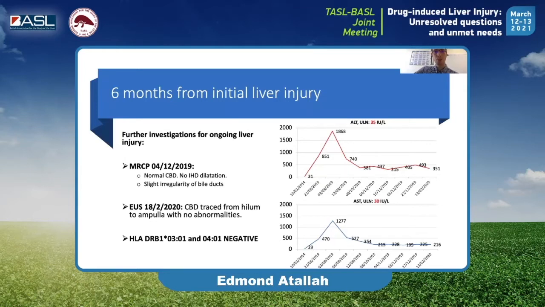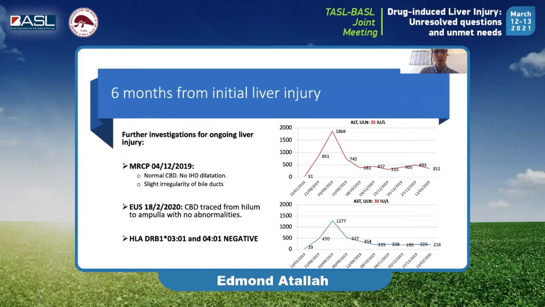She had occasional abdominal pain, which prompted more investigation to rule out any biliary pathology that could have been causing this. Her MRCP was unremarkable, with no normal CBD and no intrahepatic duct dilatation. They had commented on a slight irregularity of the bile ducts, which prompted an endoscopic ultrasound, which ruled out any biliary pathology. We thought about seronegative autoimmune hepatitis at some point, and the HLA DRB1 0301 and 0401 were negative.